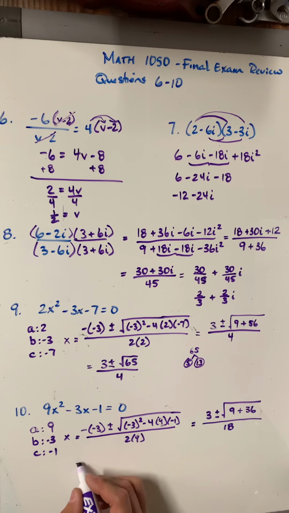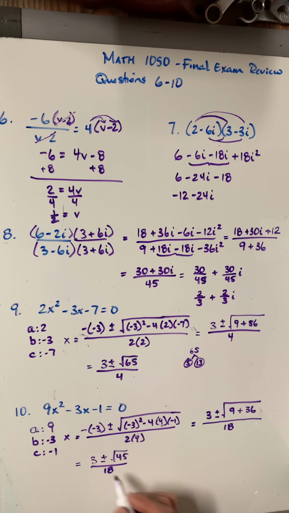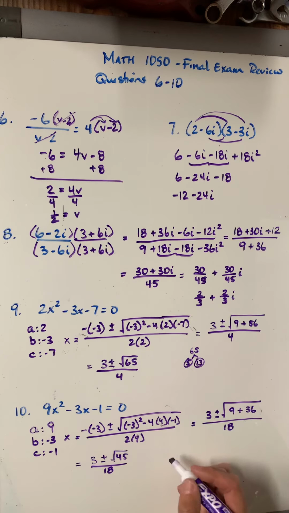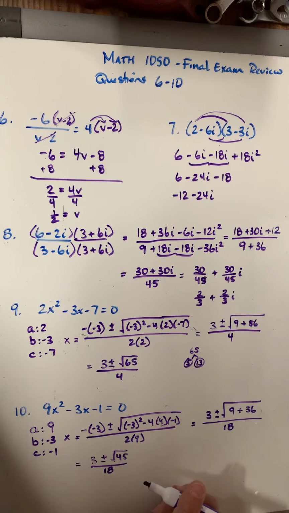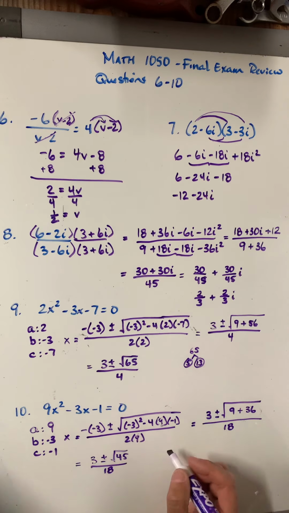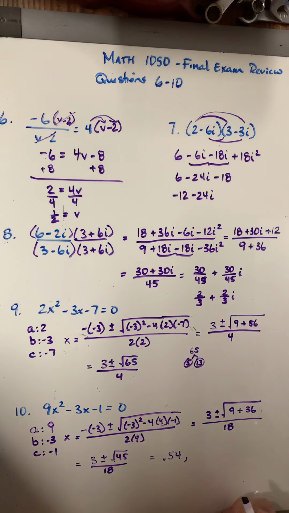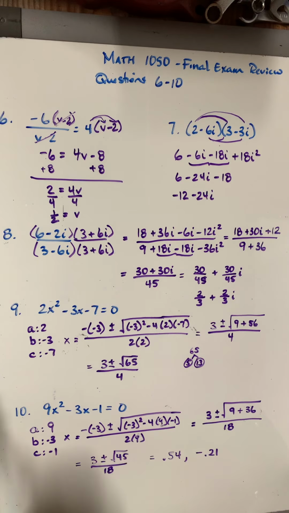Okay, so we get 3 plus or minus the square root of 45 over 18. Is 45 simplified? Doesn't matter, because they are going to let us put this in our calculator and get decimals. So 3 plus the square root of 45 over 18 will give you 0.54, and 3 minus the square root of 45 over 18 gives you negative 0.21. So try that, and hopefully you'll get the same answer.